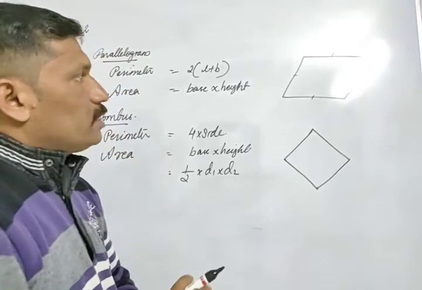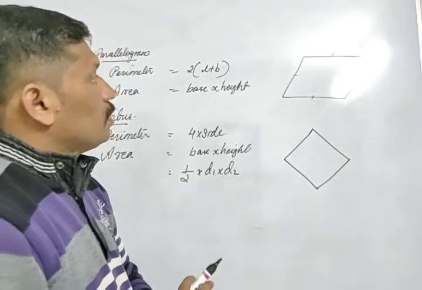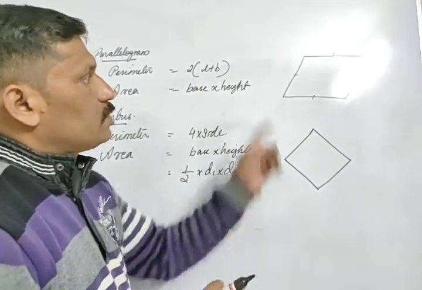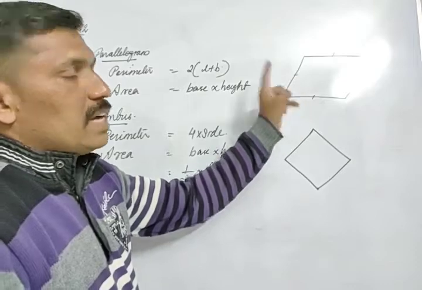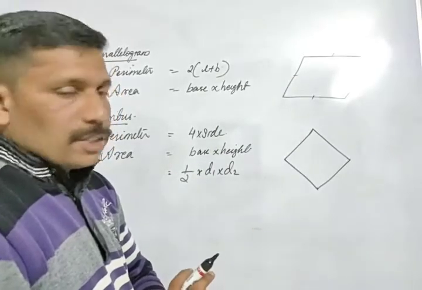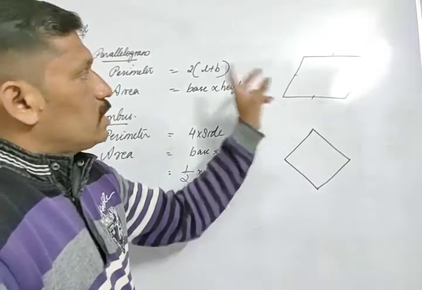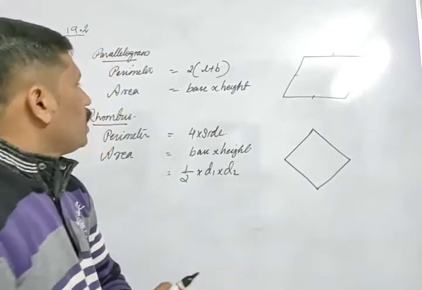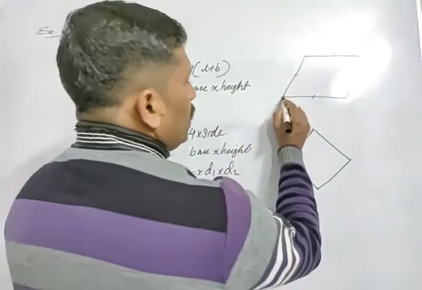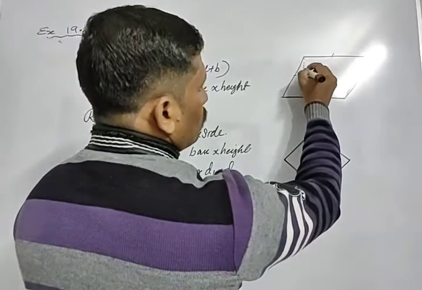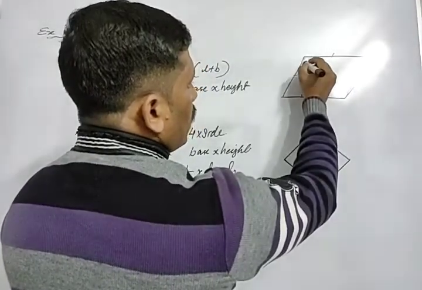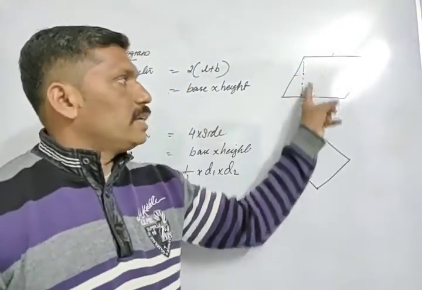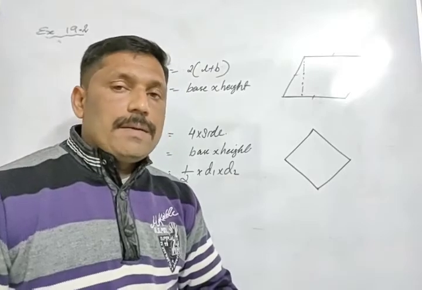as for a rectangle. For the parallelogram, in order to find out the perimeter, we use the formula 2 into length plus breadth. That means 2 into the sum of the lengths of two adjacent sides. Two adjacent sides we can call length and breadth. That is why it is written length plus breadth. And its area is base into height. The perpendicular distance from the opposite side to the base is called the height.